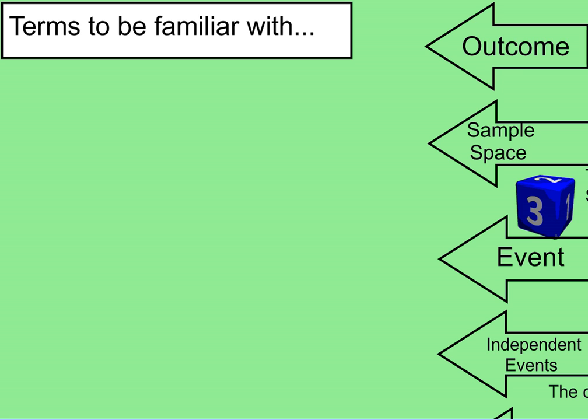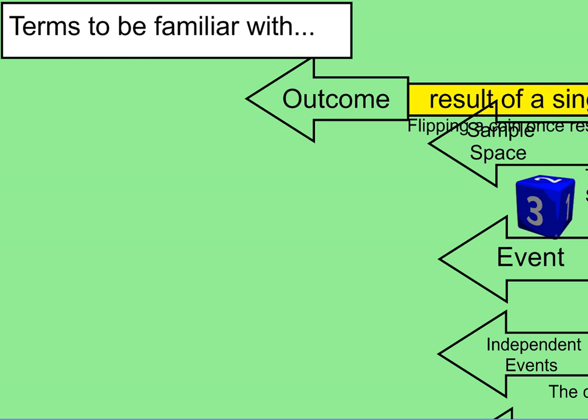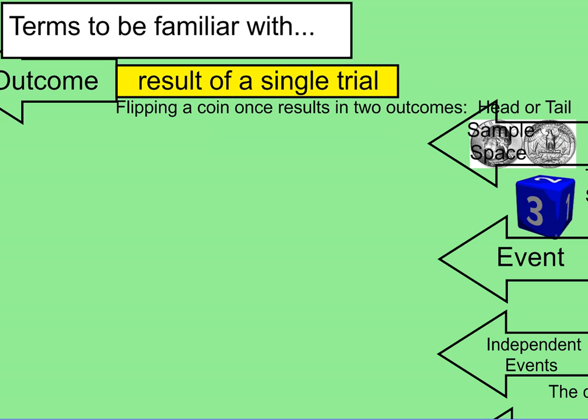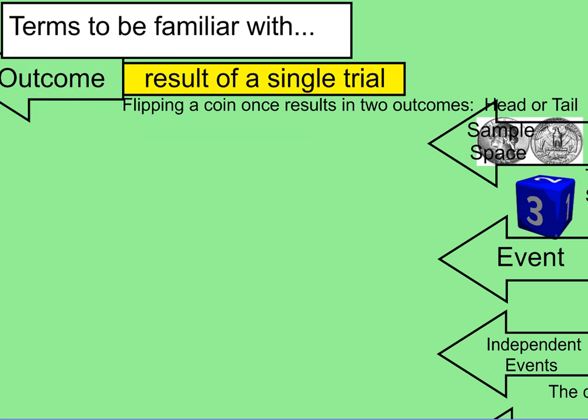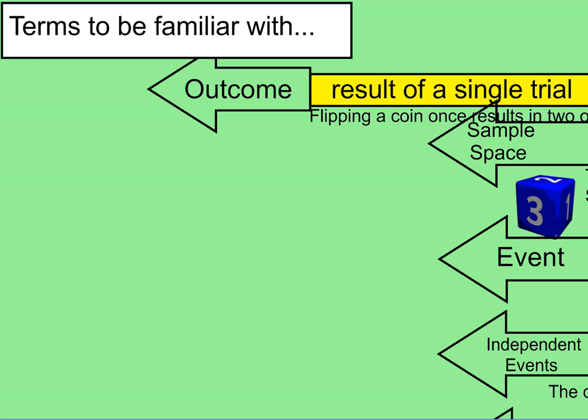All right, so a couple things to be familiar with, the general terminology. When you're talking about an outcome, that is what happens. That is the result of a single trial. So if I'm flipping a coin, it's either going to be heads or it's going to be tails. So that would be my outcome. If I'm rolling a die, it could be 1 through 6.